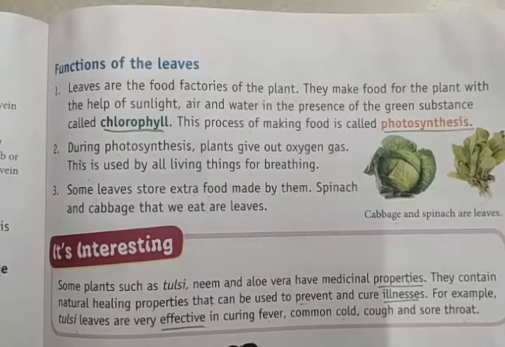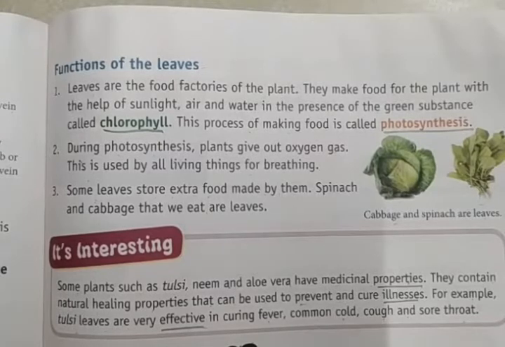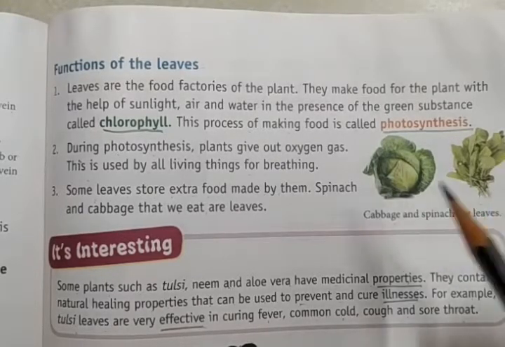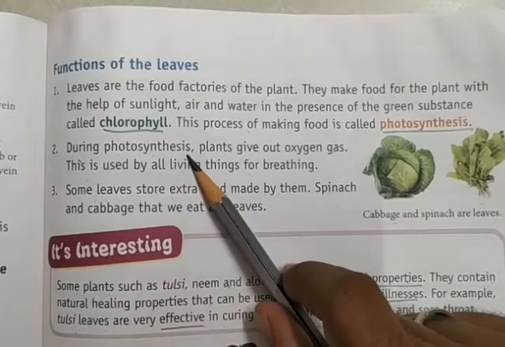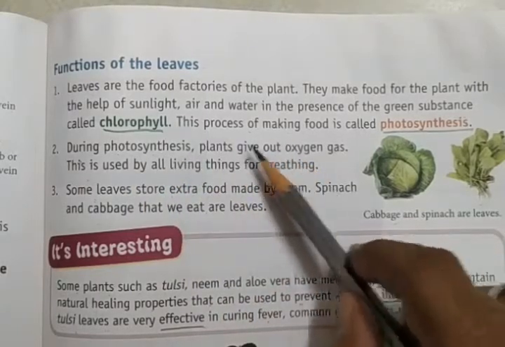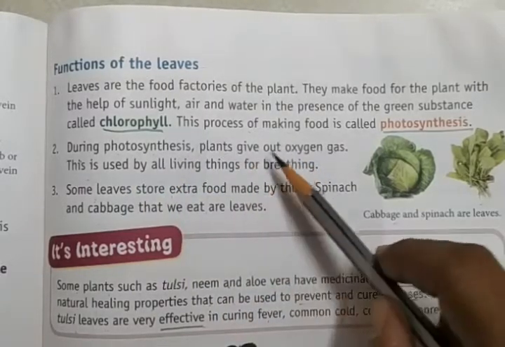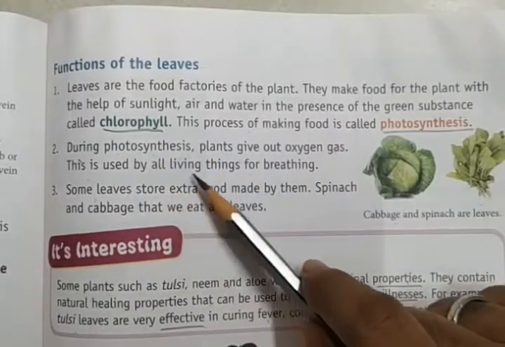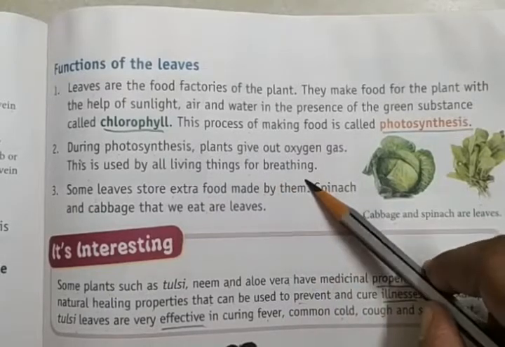With the help of sunlight, air and water and the substance present on the leaf which is green in color, that is called chlorophyll, the leaf prepares the food for the plant. During photosynthesis, the plant gives out oxygen gas, and this is used by living things for breathing.